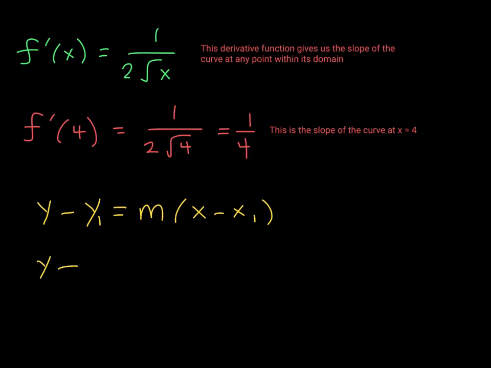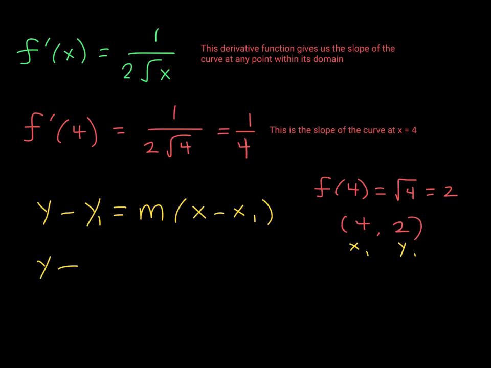Well, don't forget that they gave us x equal to 4. So f of 4 is the square root of 4, which is 2. So your coordinates are 4, 2. They gave you that value, right? They gave you x equal to 4. When x is 4, y is 2. So in the point slope form, this is like x sub 1 and this is y sub 1, okay?